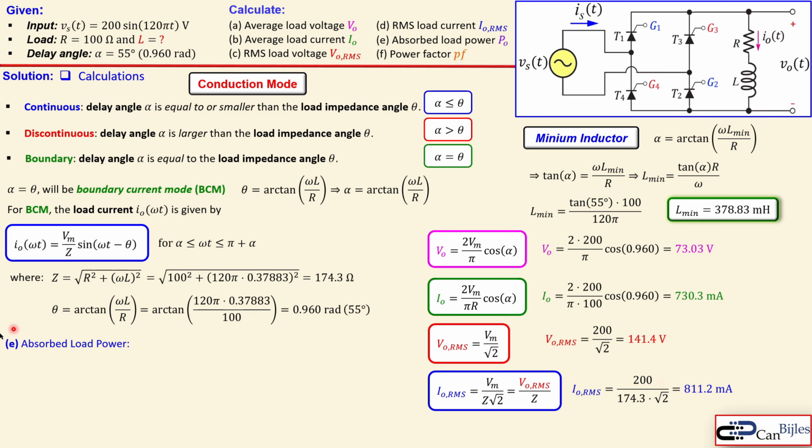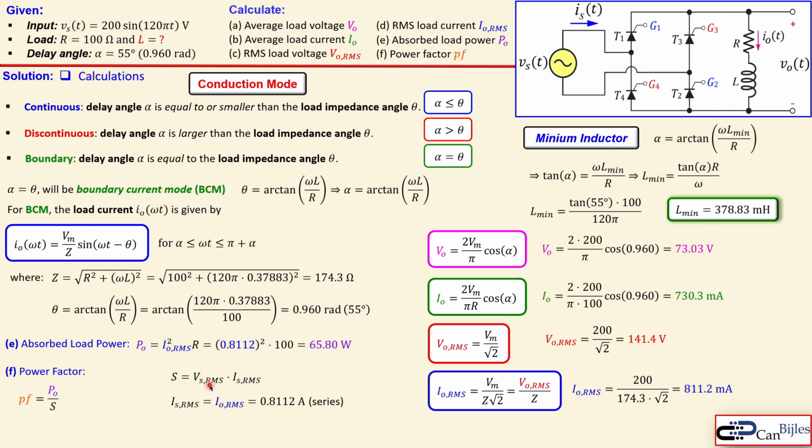Now having that, we can calculate the absorbed load power using this new RMS load current. That will be 65.8 watts, a little bit larger than before. And now the power factor, again the same definition: absorbed load power divided by the apparent power, calculated using this formula. We need again the RMS source current and RMS source voltage.